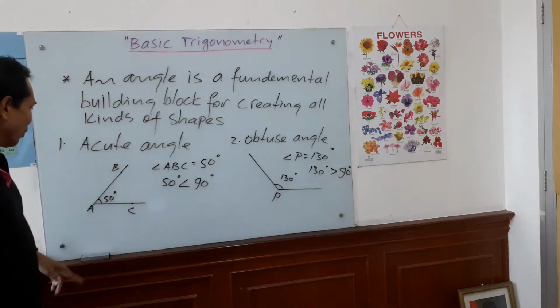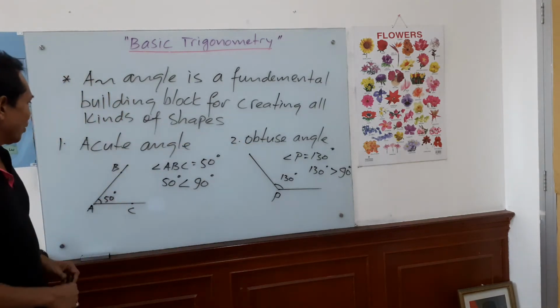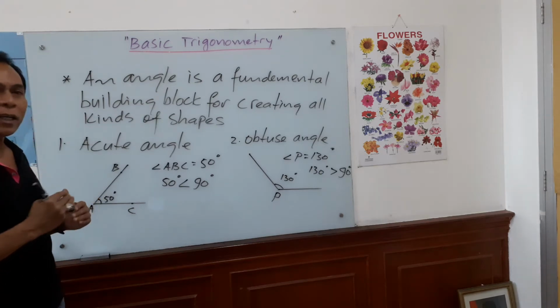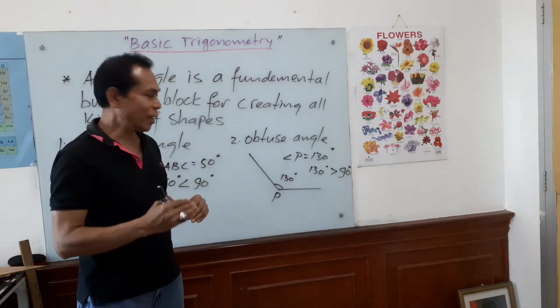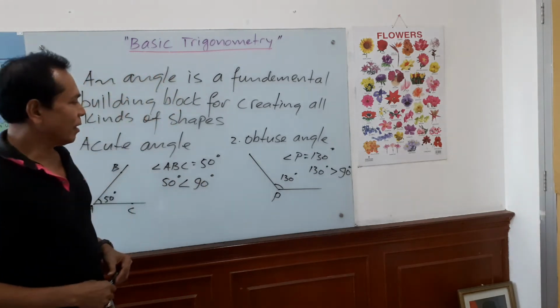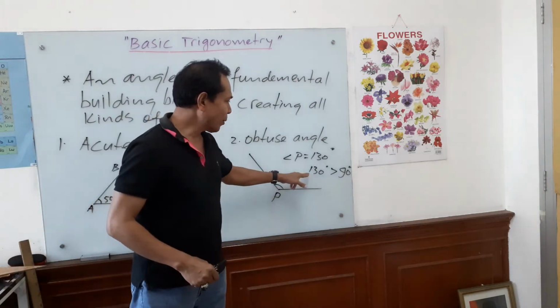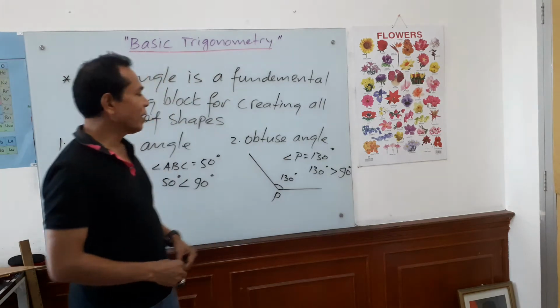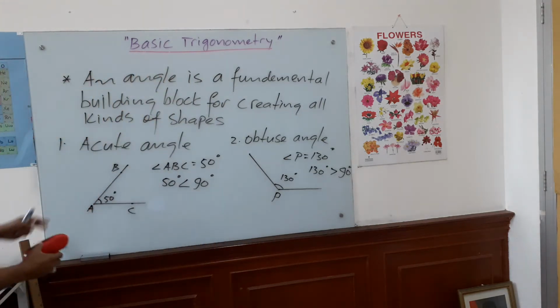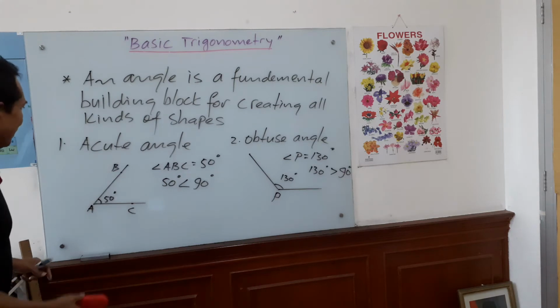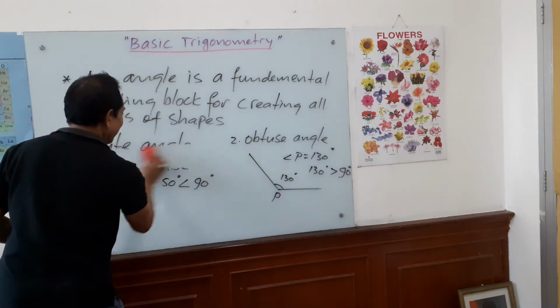So we have done two. We have acute angle here, which is smaller than 90 degrees. We have obtuse angle here, which is bigger than or greater than 90 degrees. This is 130, so it is bigger than 90 degrees. Now we go to number 3. We erase this. I hope you understand this, children.